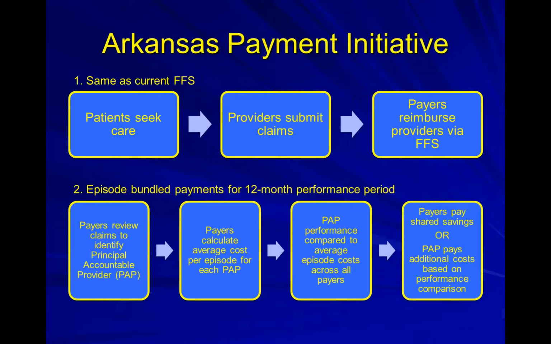The way that the system works in Arkansas, and actually many systems, is it starts out using the exact same fee-for-service system that we have right now. A patient will seek care, the providers will submit claims, and the payers will get reimbursed using the fee-for-service system. Then what happens is, analytically, all the claims are rolled up into a 12-month performance period, and the payers review the claims and assign them to a principal accountable provider. So if it's a childbirth, it's the provider that's delivering the baby.